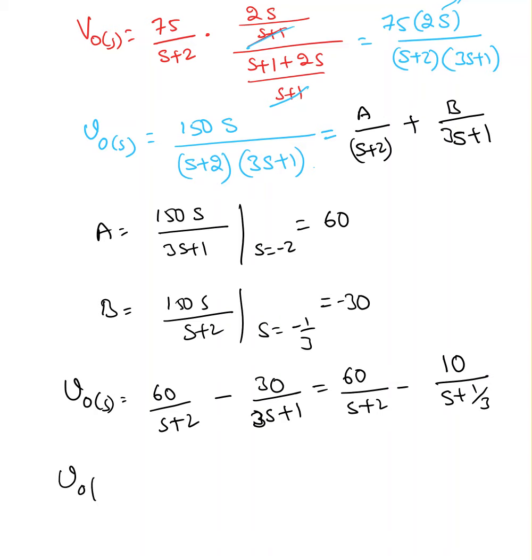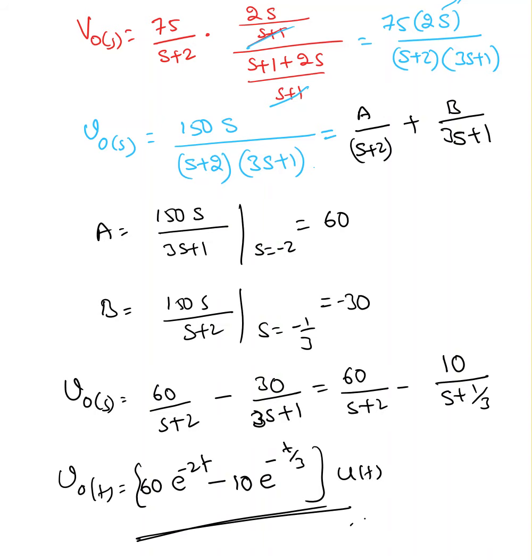Now v naught of t, converting this into time domain by using the Laplace transform table: 60 times 1 over s plus 2 is e to the power of minus 2t, minus 10 times e to the power of minus 1 over 3 t, so t by 3, times the unit step function u of t. Okay, this is v naught of t.